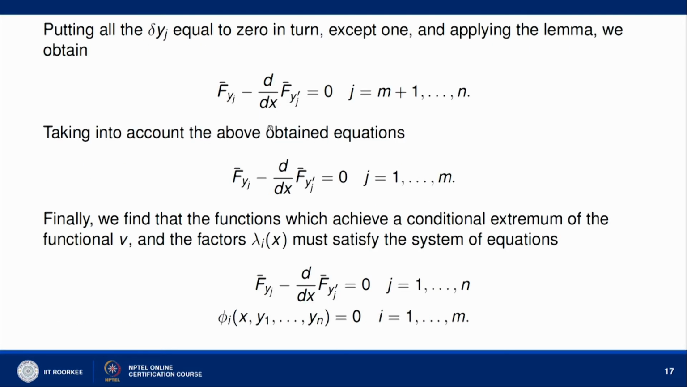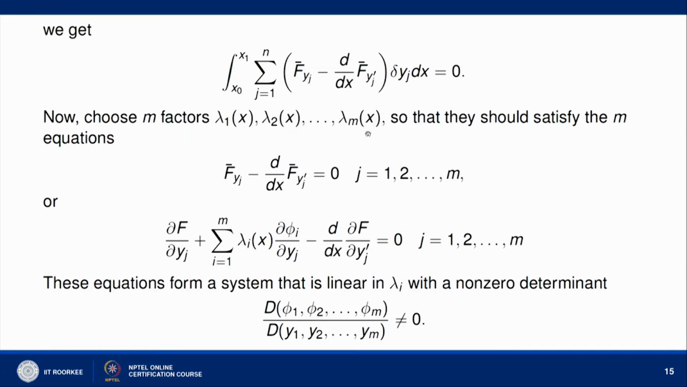So let us say that putting all the delta yj equal to 0 in turn except one and applying the fundamental lemma, we obtain f bar yj minus d by dx of f bar yj dash equal to 0 for each j equal to m plus 1 to n. So here we have n minus m equations, and if we remember, we have these m equations which we have obtained by choosing the values of these factors lambda 1 to lambda m.